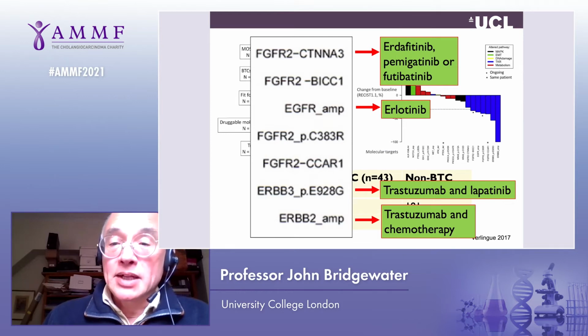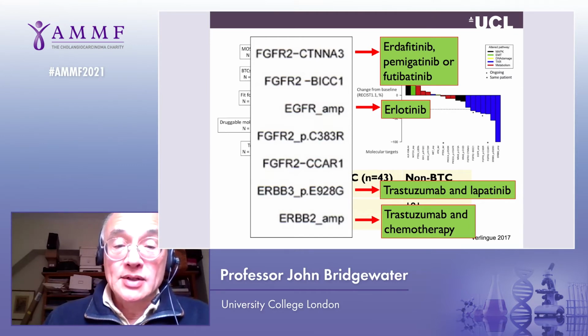And these were the abnormalities which they had, and you could just read that off the bottom of the graph there. 4 of them had these FGFR abnormalities. 1 of them had an EGFR abnormality. This is an ERBB2, so that's the same gene as in breast cancer.